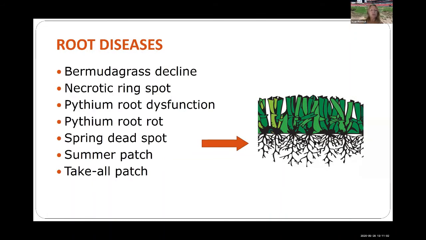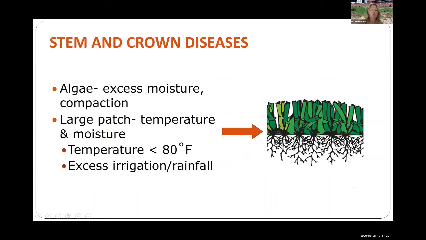Root diseases, so there's a list of those that we look for primarily as being a root disease. A lot of times we don't know it's a root disease until we start seeing the foliar damage. So take all patch, that's a big one in our area. We'll start seeing the foliar damage, and by then the roots are so damaged, it's a renovation project. And then we also have some stem and crown diseases where it'll start affecting the stem and the crown first, and at different temperature ranges.